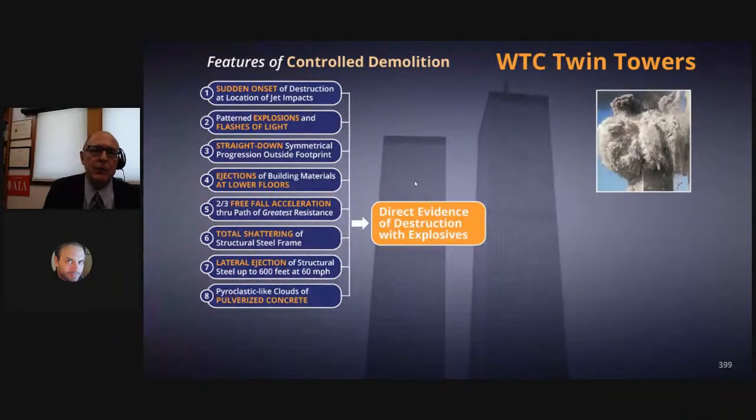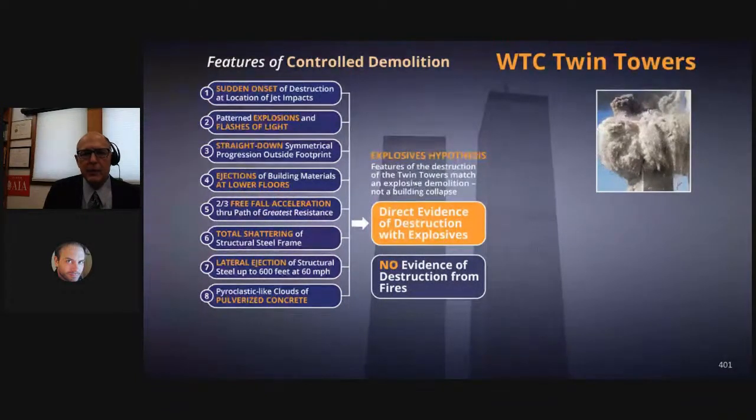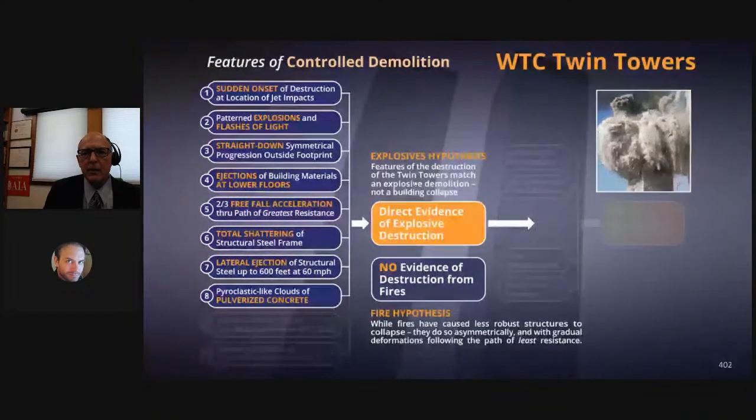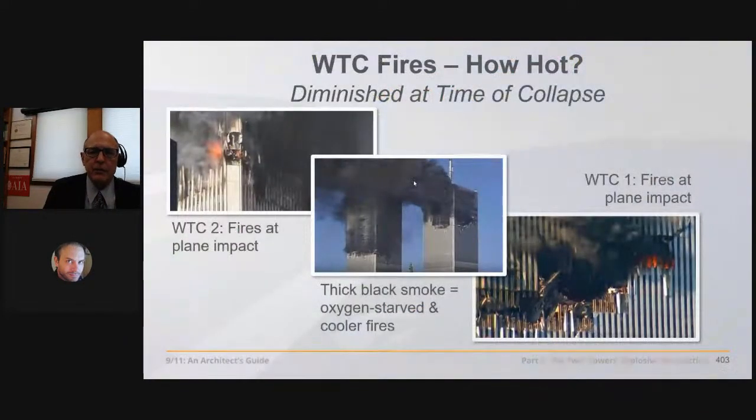So what we're seeing so far is 8 key features, some very uncharacteristic features too, of course, of controlled demolition. This is direct evidence of destruction with explosives. Fire does not create these features, any of them, let alone all of them, especially these fires, which are diminished at the time of the collapse, indicating that they're cooler by the thick black smoke.